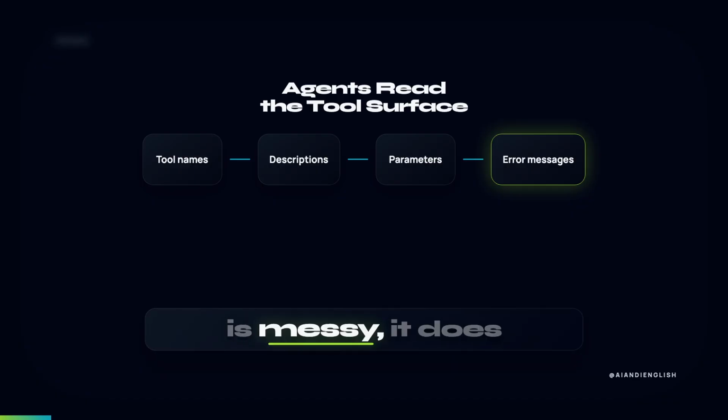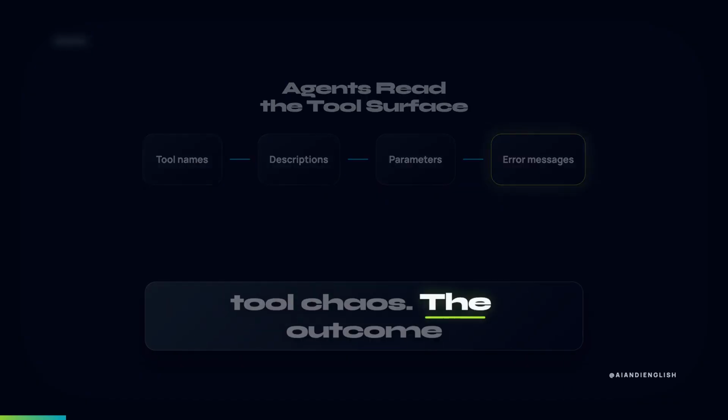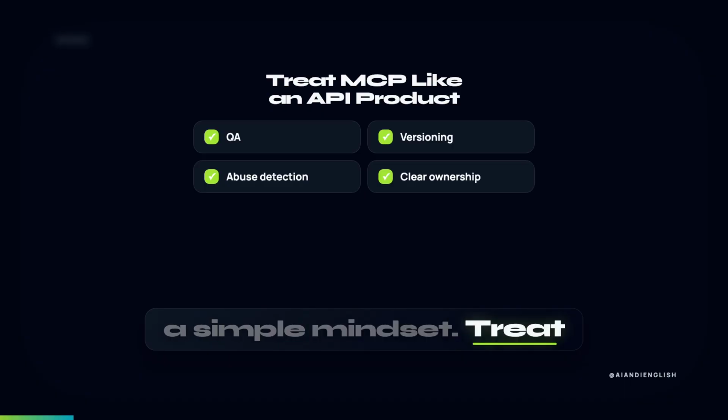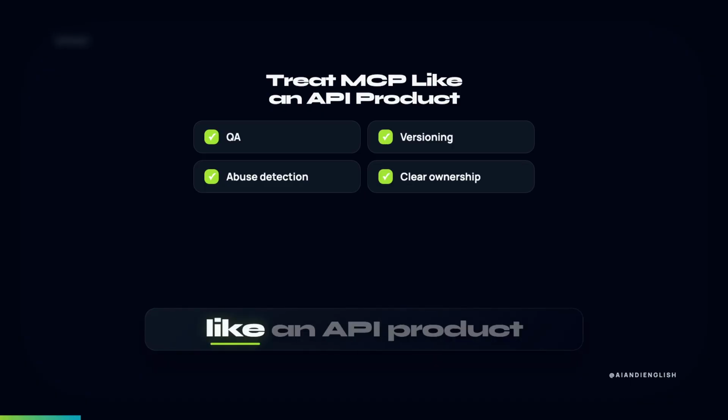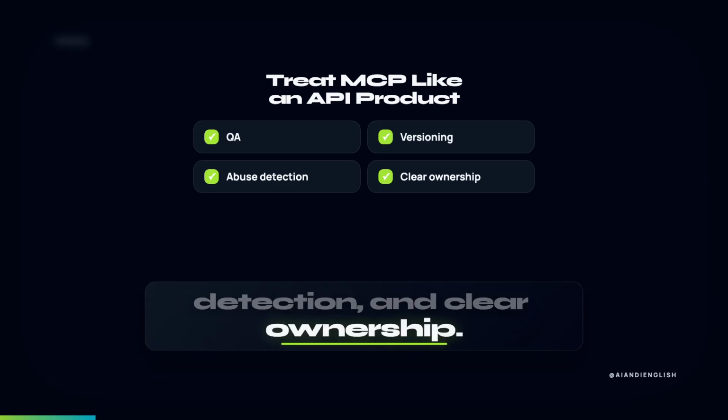If this surface is messy, it does not create a small documentation error. It creates tool chaos. The outcome of this video is a simple mindset. Treat an official MCP server like an API product with QA, versioning, abuse detection, and clear ownership.